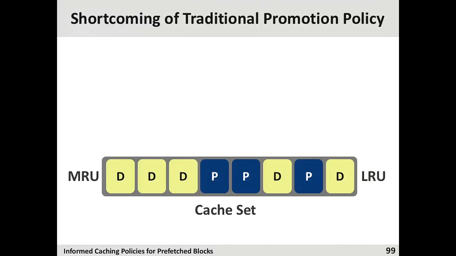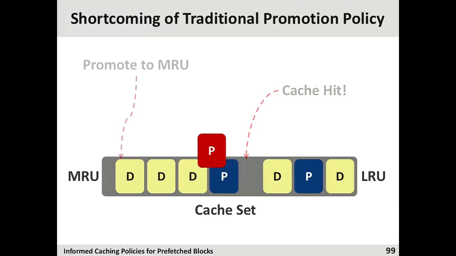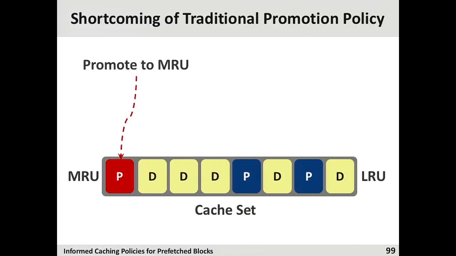So let's look at the traditional promotion policy within the context of prefetches. You get a cache hit to a prefetch. The natural thing to do is to promote to MRU. But this is exactly what you don't want to do, right? Because the data that I've shown you earlier says you're not going to use it again. It makes no sense to do this, actually.